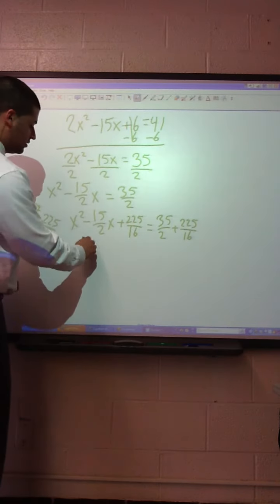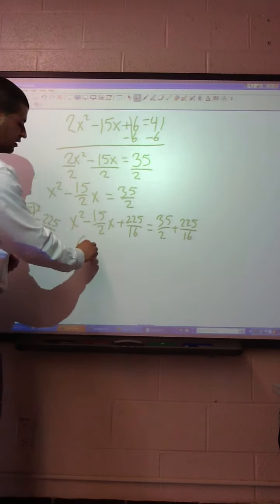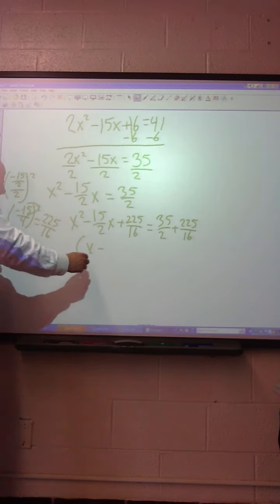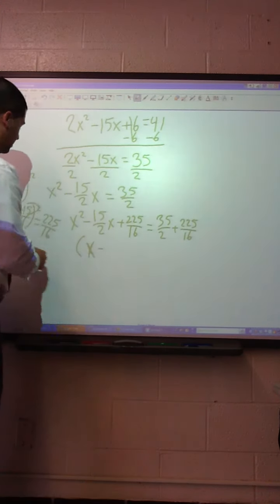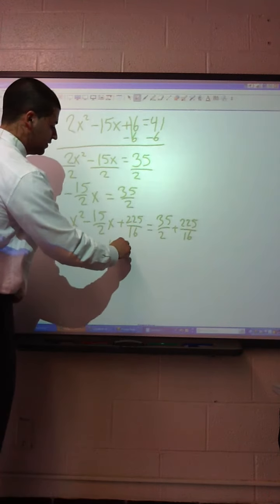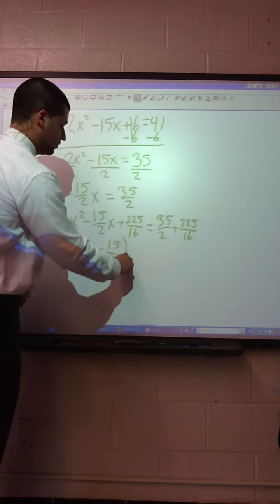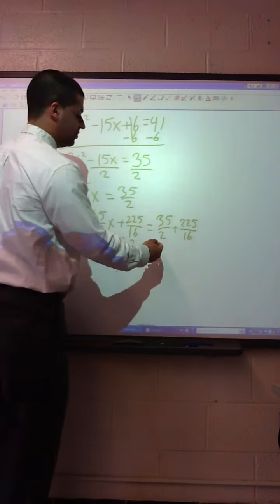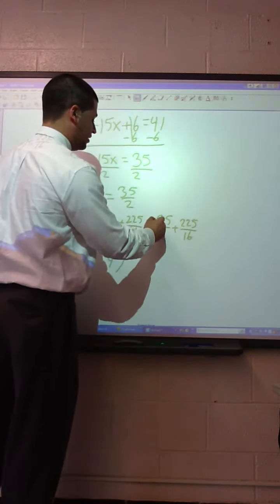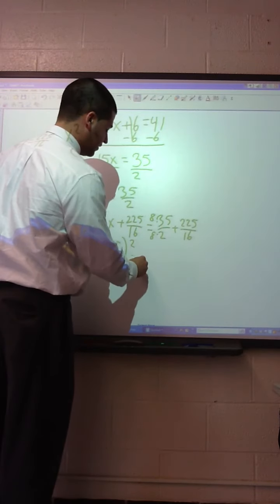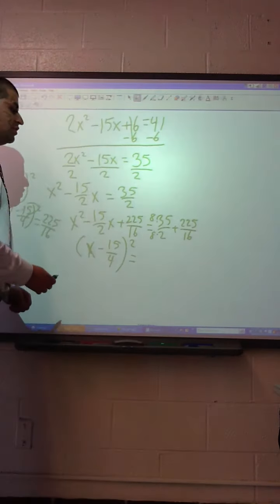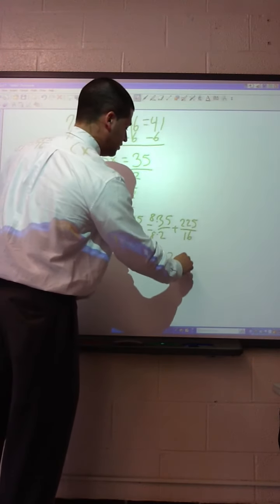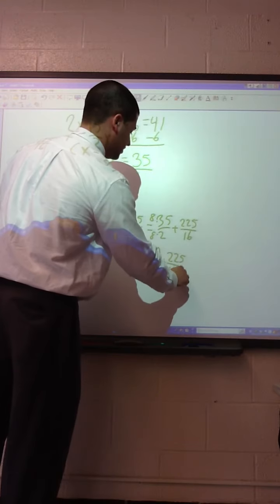So now this we can simplify. We can take our x minus, since this is negative, and this is negative, b over 2 squared, but just the b over 2 for this part. X minus 15 over 4, square that. Now this side we have an issue. This is not a common denominator, so we need to multiply this by 8 and this by 8. So that would give us 280 over 16 plus 225 over 16.